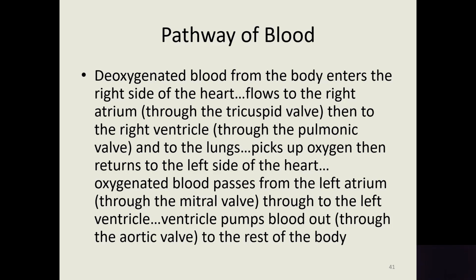Deoxygenated blood enters the right side of the heart. It flows to the atrium, through the tricuspid valve, then the right ventricle, through the pulmonic valve, then the lungs, picks up oxygen, returns to the left side of the heart. Oxygenated blood goes to the left atrium, through the mitral valve, to the left ventricle. The ventricle pumps blood out the aortic valve to the rest of the body.